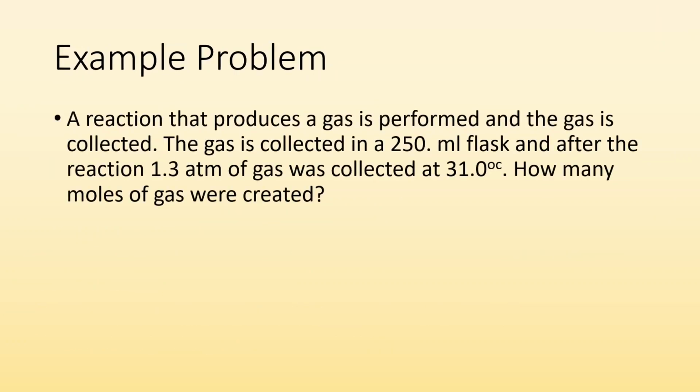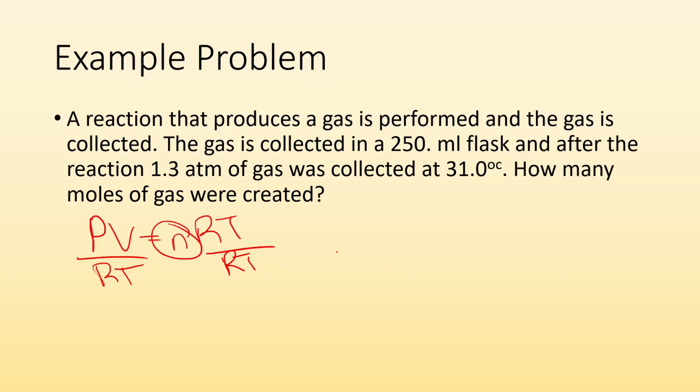Example problem. A reaction that produces a gas is performed and the gas is collected. The gas is collected in a 250 milliliter flask, and after the reaction, 1.3 atmospheres of gas was collected at 31 Celsius. How many moles were created? So again, I know PV equals nRT, and the question is asking me to solve for n, so divide both sides by RT. I get the number of moles equals PV over RT.